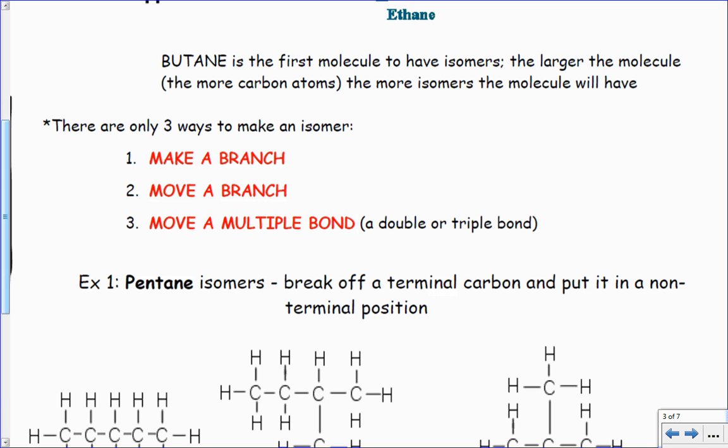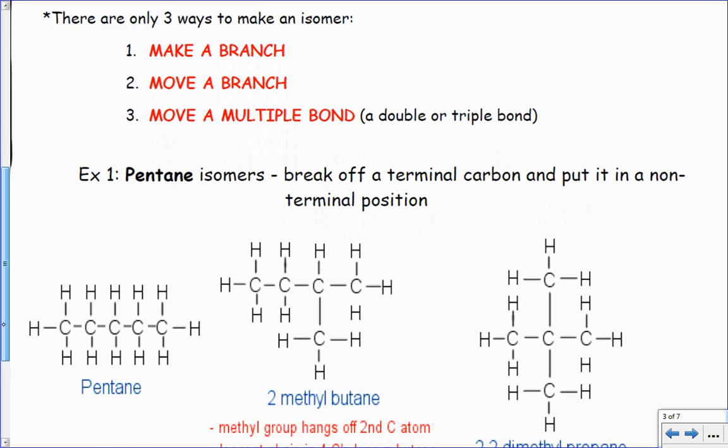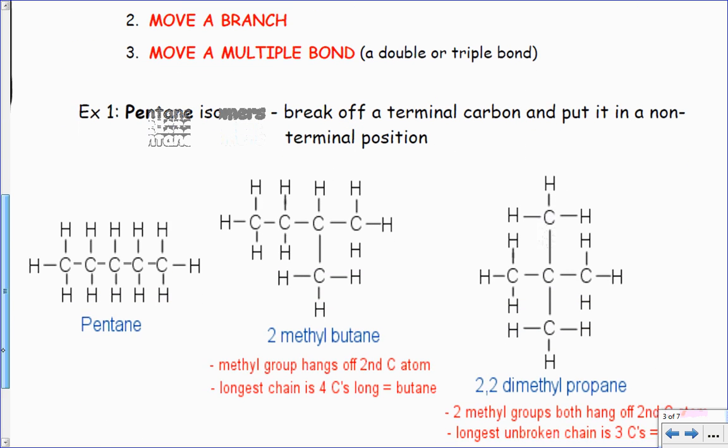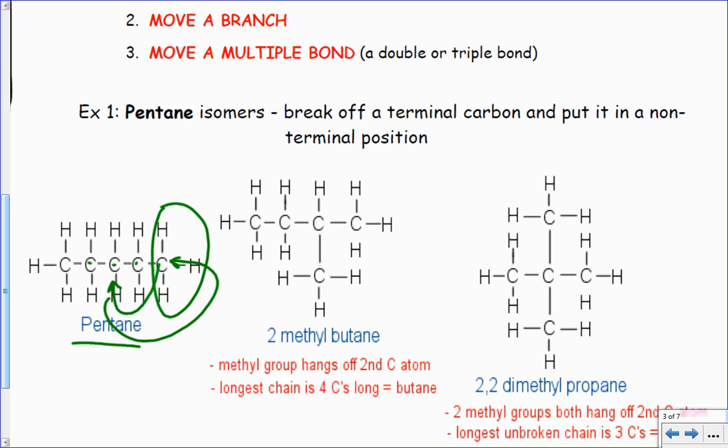So example 1, I have pentane isomers, break off a terminal carbon and put it in a non-terminal position. Terminal means end. And so for those of you that are listening and not just muting me, you'll understand now that terminal means end. So this is regular pentane, but to make 2-methyl-butane, what I do is I take this carbon off, okay, and that's going to leave me with 4. 1, 2, 3, 4. And if I slide it over to here and bring the H around to there, I will end up with this.